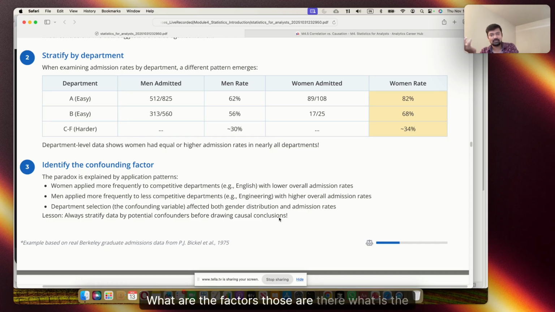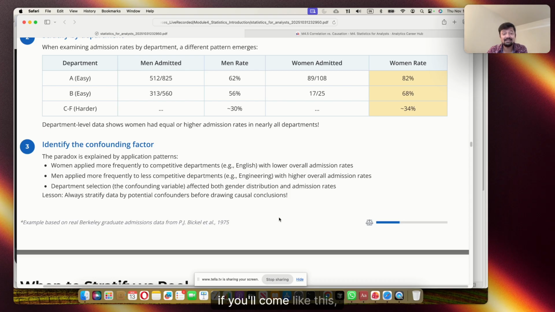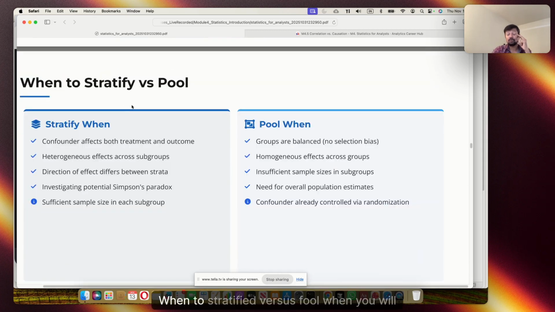What are the factors, what is the reason behind the higher admission rate of the women in certain departments, higher admission of the men in certain departments, and then you will come up with the conclusions with your data. If you come like this, then you can rely more on your associations, more on your correlations, and it might reflect the true associations between two variables. When to stratify versus use the full data, when you analyze your data separately, men versus women for instance, or different age groups, or when you combine those data groups, it's very, very important.